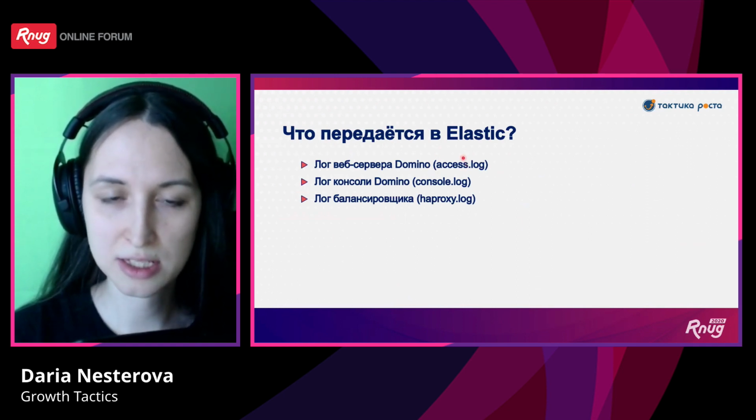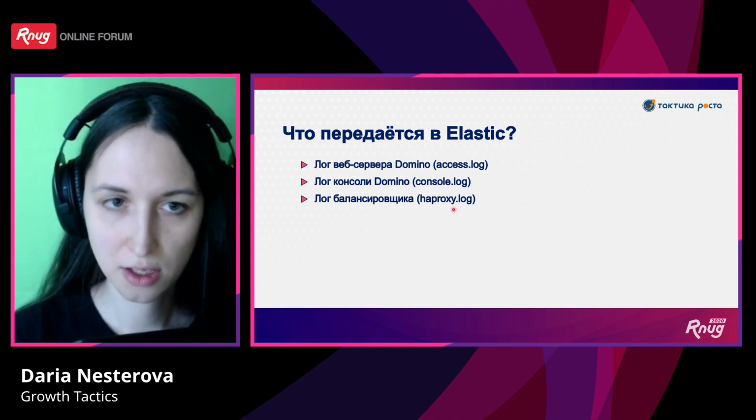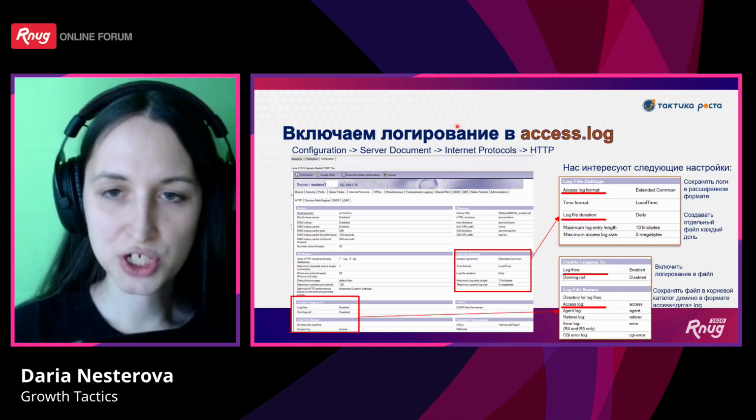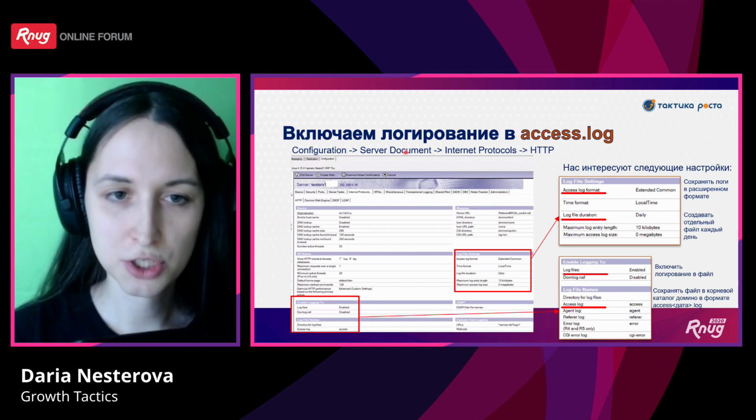So what is taken into Elastic? These are records from the access log, console log, and HAproxy log. How did we enable logging in the access log?